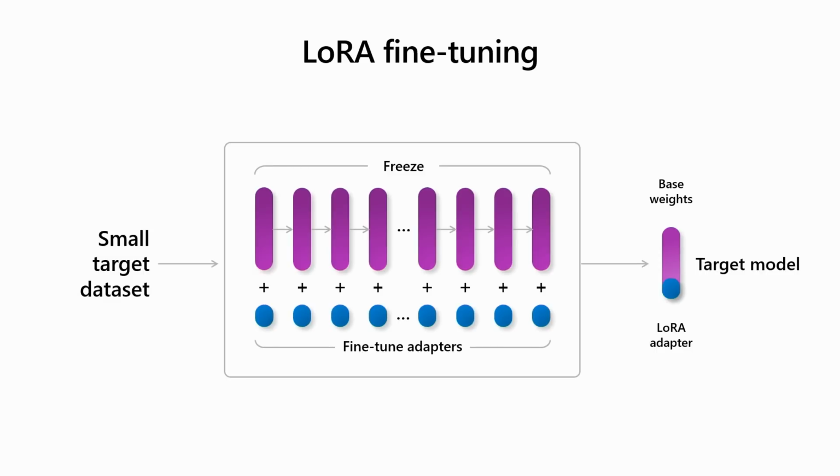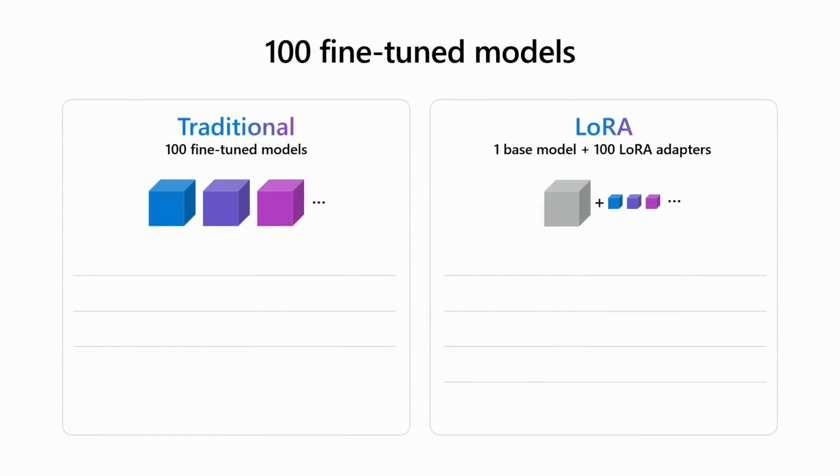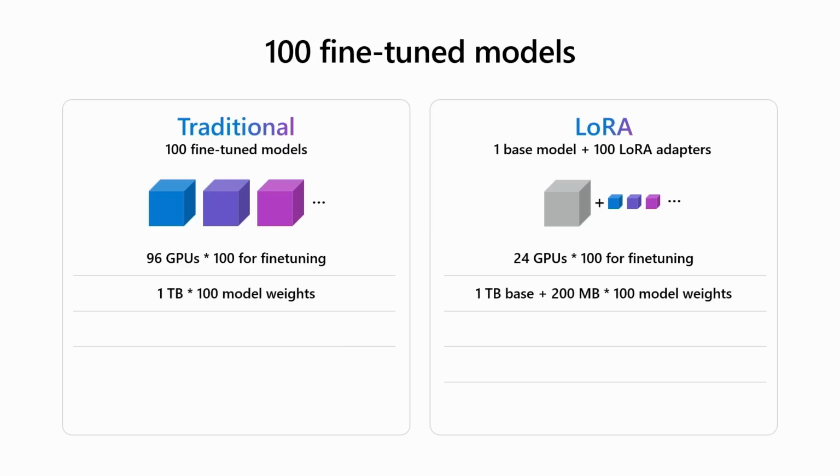Each one of those adapters is small. How small? Well, if you take a look at a 175 billion parameter model like GPT-3, you might have an adapter size of just 100 megabytes. And so to fine-tune traditionally takes 96 GPUs, versus 24 GPUs for LoRA. And for storage, 1 terabyte per model for traditional fine-tuning, versus 1 terabyte base plus 200 megabytes for LoRA.